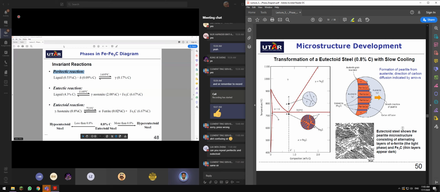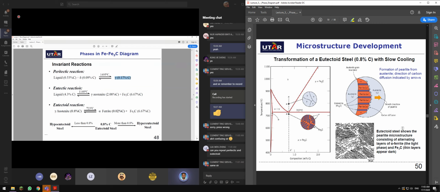When one type of solid phase and a liquid phase bond together to form a single solid phase. Okay. You have two different phases, liquid and solid, bonding together to become a single solid phase.